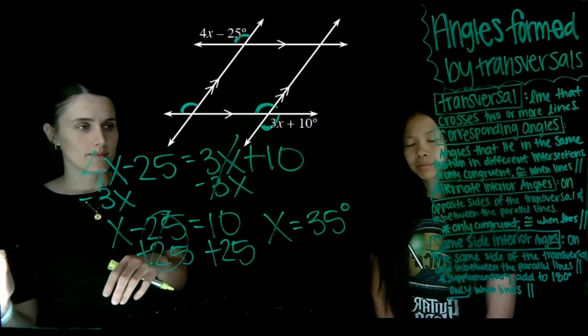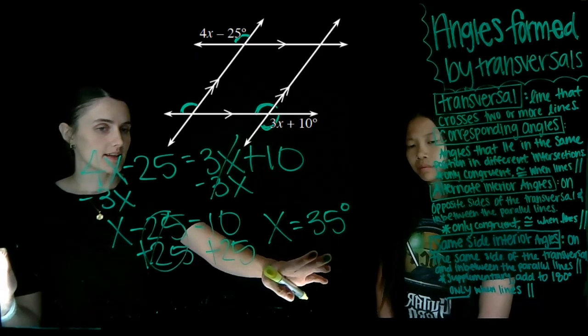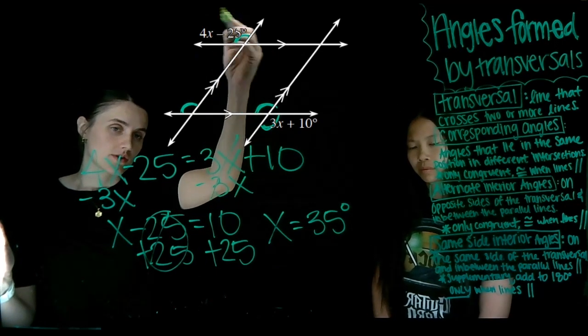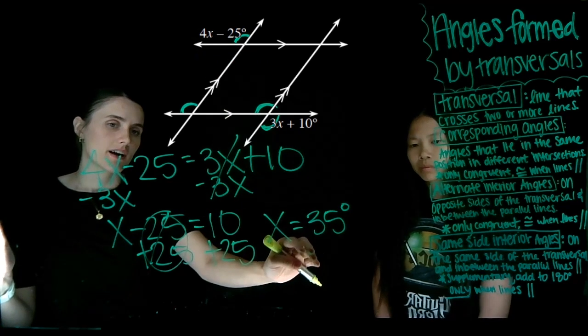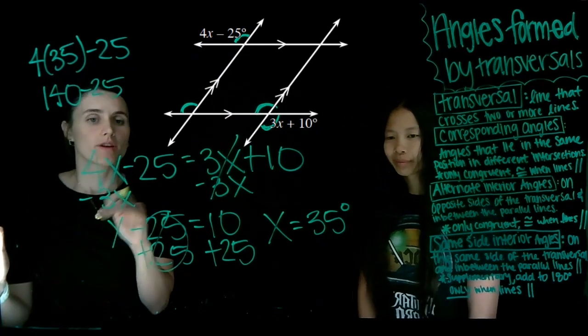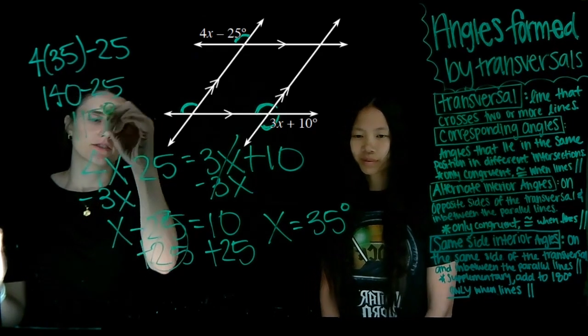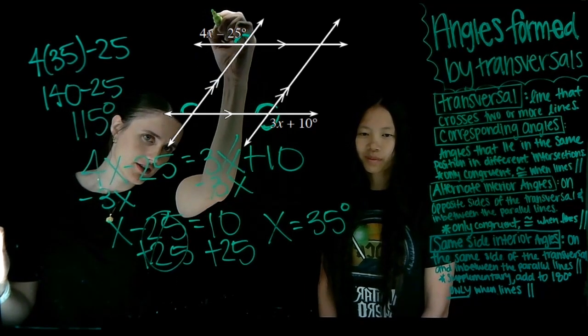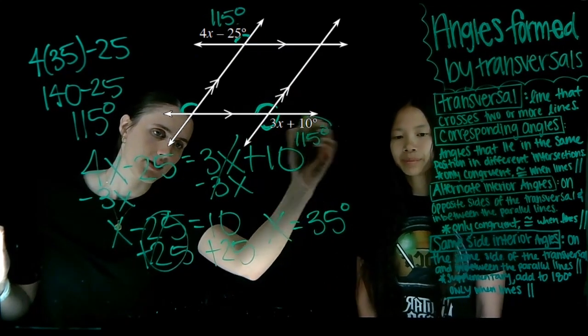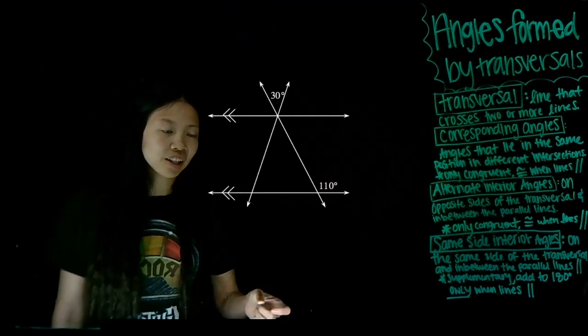On your Derivita assignments, sometimes it might just say solve for x, and then you'd be done at this step. Other times they might say, okay, what is the actual degree of this angle right here? And that's when we take our x value and we plug it in. 4 times 35 is 140, and 140 minus 25 is 115 degrees. So this angle right here is 115 degrees, and this angle right here is also 115 degrees because they are congruent.